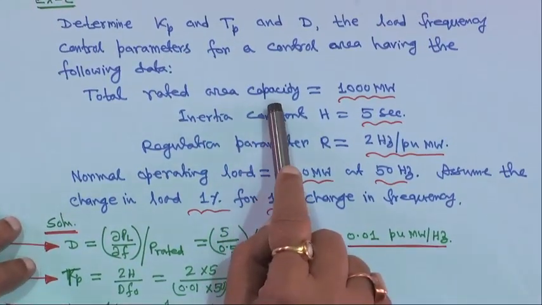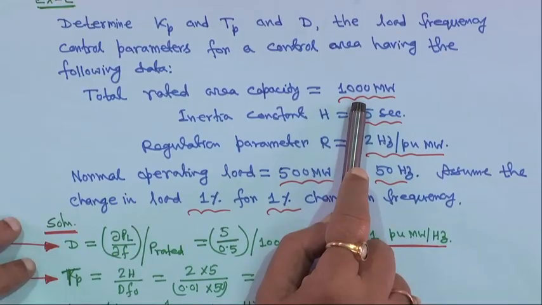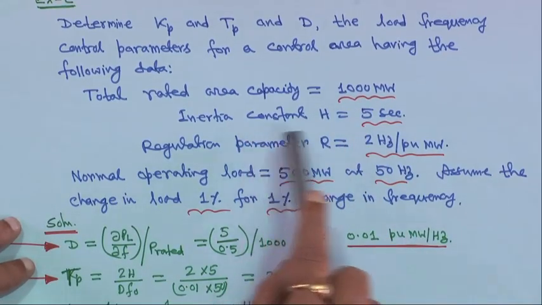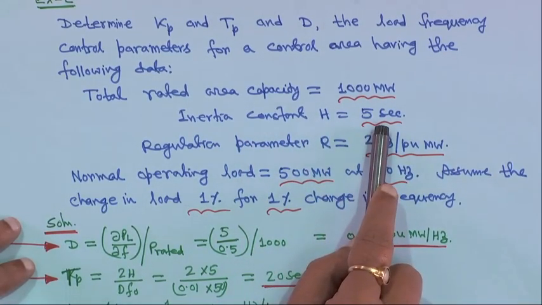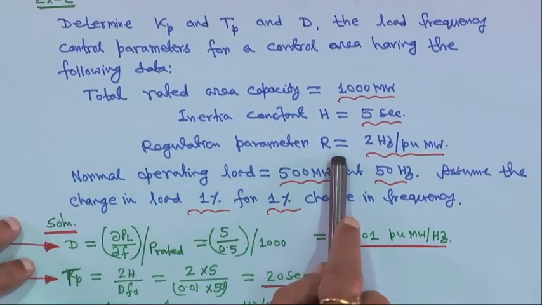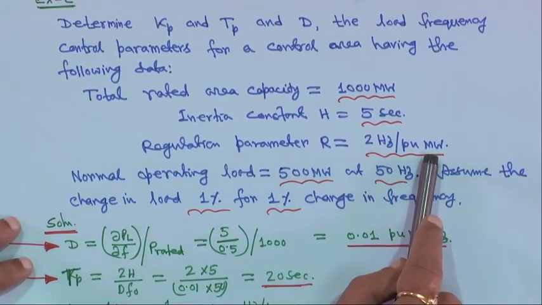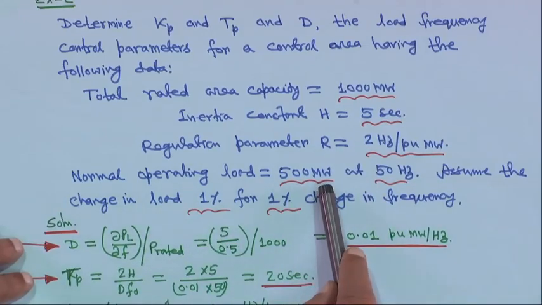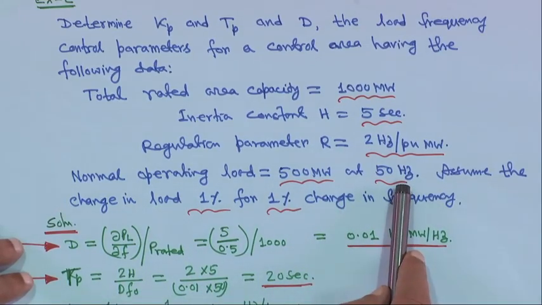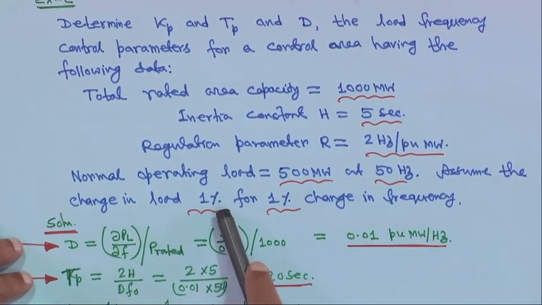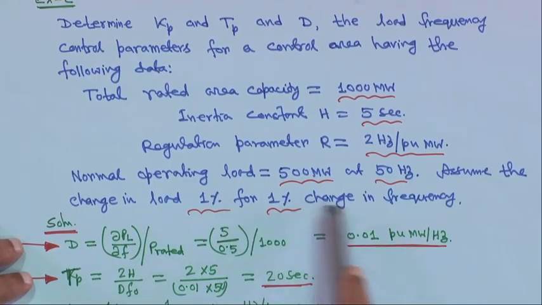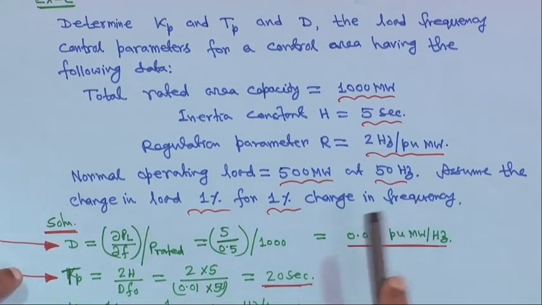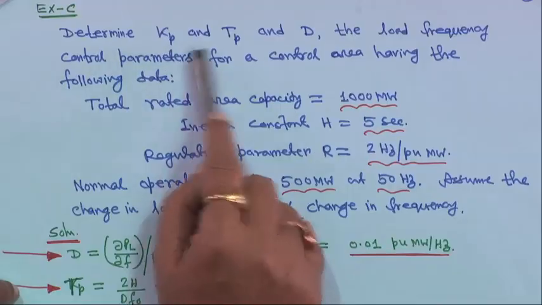The total rated area capacity is given as 1000 megawatt, right? Inertia constant H is given as 5 seconds. Regulation parameter R is given as 2 hertz per unit megawatt. Normal operating load is 500 megawatt at 50 hertz. Assume the change in load is 1% for 1% change in frequency. Right, this is the problem. You have to obtain Kp, Tp and D.